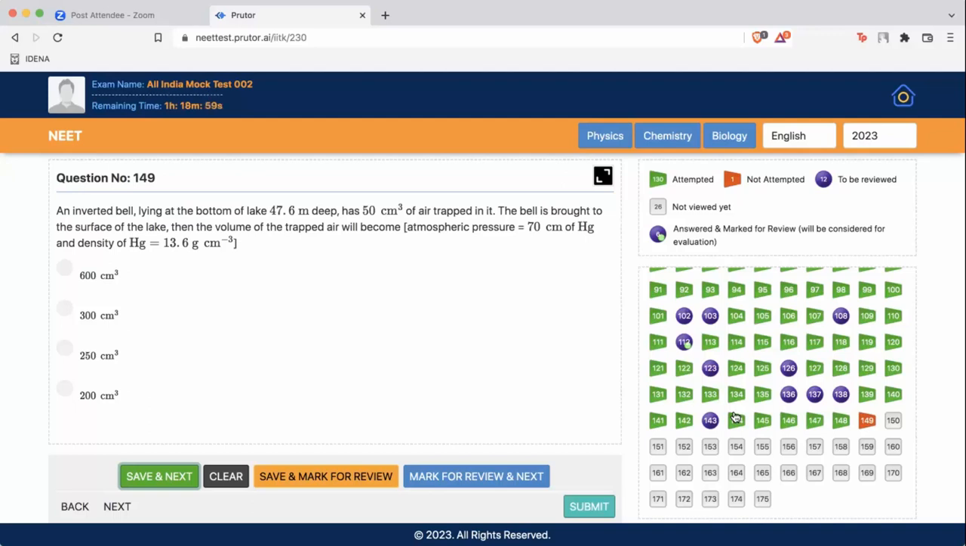But we have to convert it. Oh, okay. We have to convert the 47.6. This is 4760 into 13.6, that is 476 into 136. 476 into 136. Okay. Plus 70. Yeah, we got some value here.